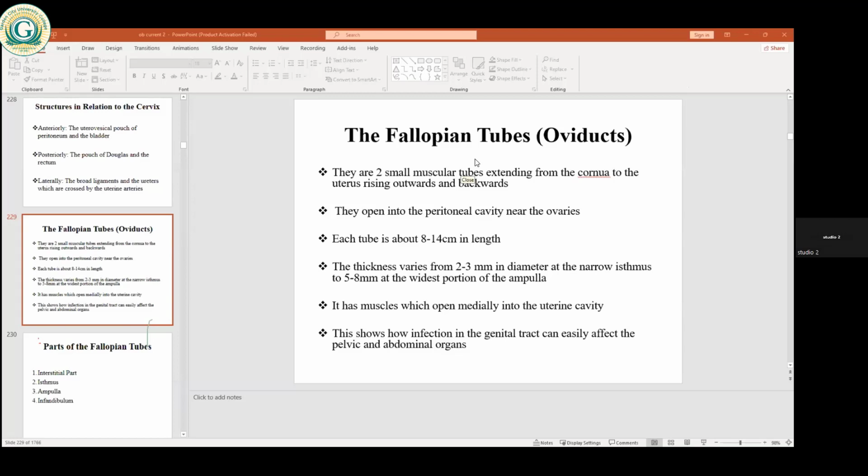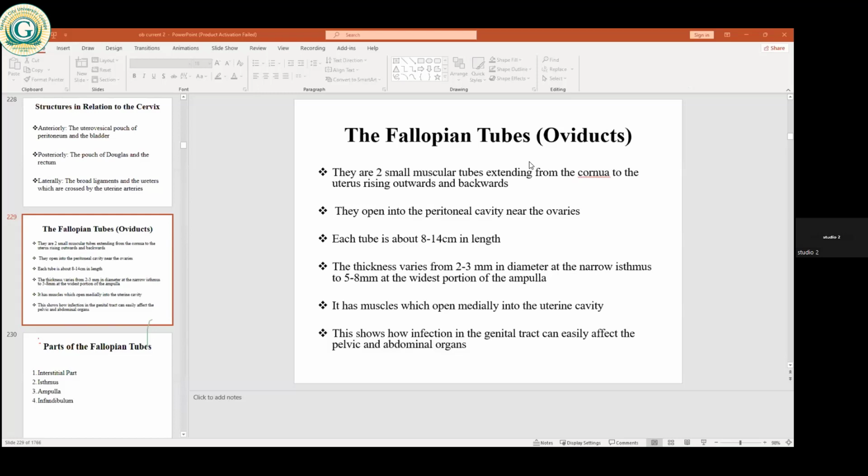All right. Fallopian tubes are two. And I have to assure you that everything that's important to us, God has given us two, because the fallopian tube is the site of fertilization. So God has given two. If one is spoiled, one will be there to work for the woman. It opens to the peritoneal cavity near the ovaries. It is 8 to 14 centimeters in length. The thickness varies from 2 to 3 millimeters in diameter. The narrow isthmus is 5 to 8, and the widest portion is the ampulla.